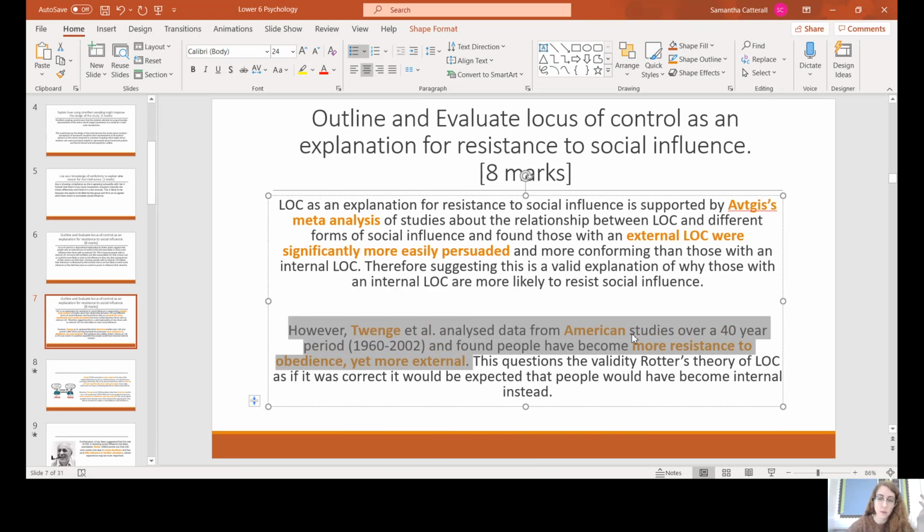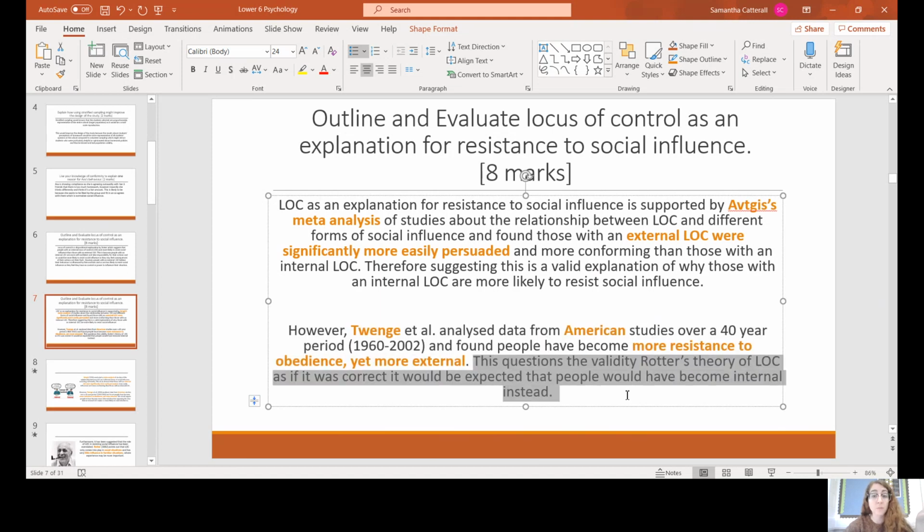So there's a point, and then there's the kind of summary of the research, and then we've got what that actually means, the impact. This is missed out a lot in people's answers. What does that point therefore mean about the theory? So is the theory valid? Is it not? So in this case, it can be criticised.